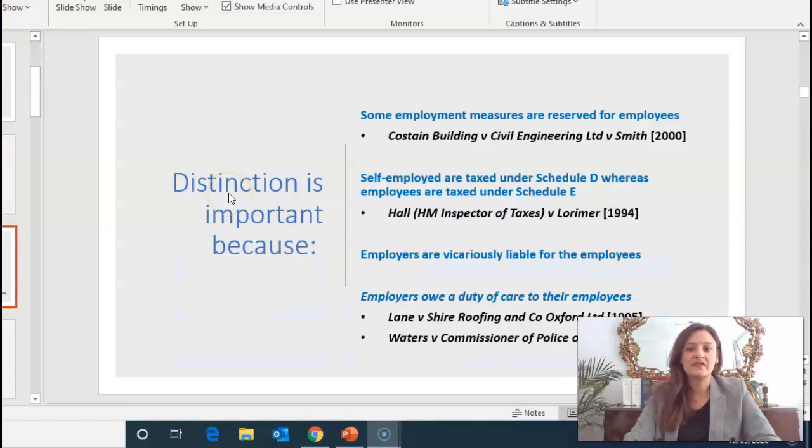Now, again, to emphasize, aside from some of the rights that are different between workers and employees in terms of what they can enjoy, there are other differences which make the distinction between the two quite important. And that's that self-employed people are taxed completely differently under Schedule D, which we don't need to go into a lot of detail about. Employers are vicariously liable for their employees, and I'll explain that in further detail later. And employers owe a duty of care to their employees.